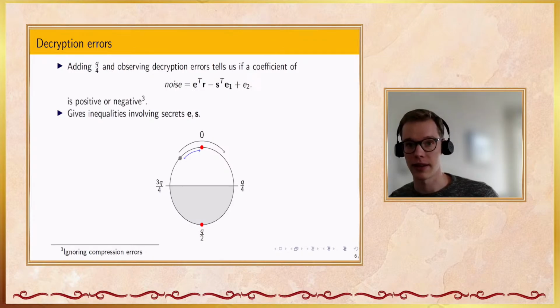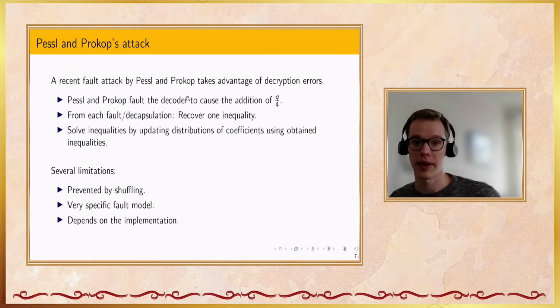Now, decapsulation errors are not necessarily decryption errors. If we submit a manipulated ciphertext, then of course this will fail because of the FO transform. Otherwise, we wouldn't be CCA2 secure. A recent fault attack by Pessl and Prokop takes advantage of these decryption errors. They fault the decoder to cause the addition of Q divided by 4. Then from each faulted decapsulation, they recover exactly one inequality, as described before. They then use the knowledge of the distributions, as the secret coefficients are sampled from a known distribution, and update them successively using the inequalities, and this converges if enough inequalities were retrieved.